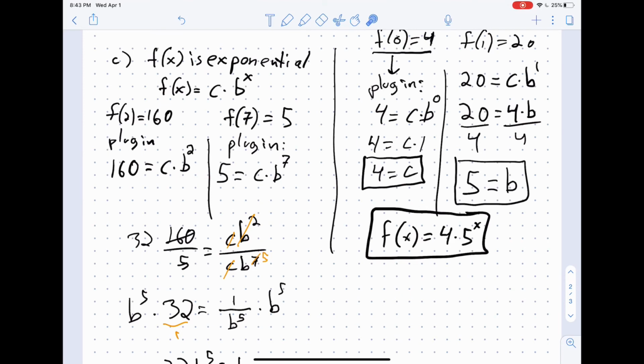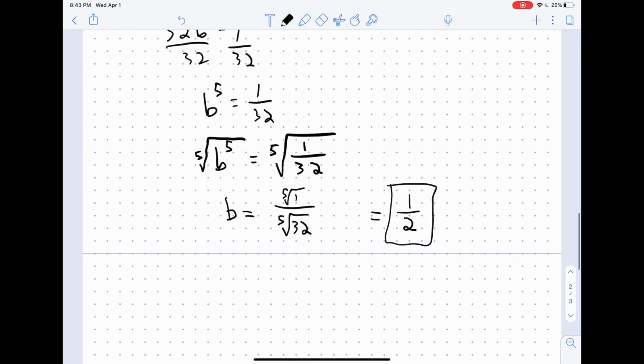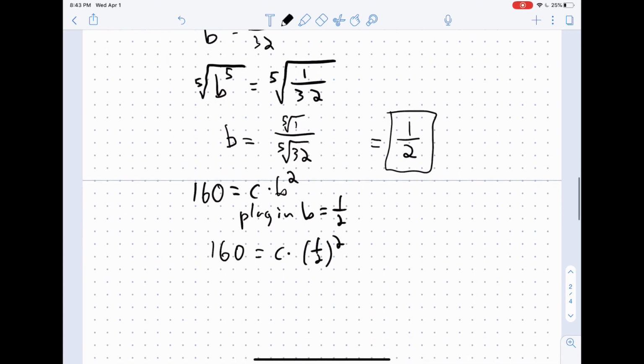Let's do it in this one. So from the equation 160 equals c b squared, we're going to plug in b equal a half. We've learned what b is equal to. It's equal to 1/2. So this is 160 is equal to c times 1/2 squared. Now, this only has one variable in it. It only has a c in it for a variable. And to solve the rest, well, first I square the 1/2. When I square the half, I get a fourth. So c times 1/4 is equal to 160.